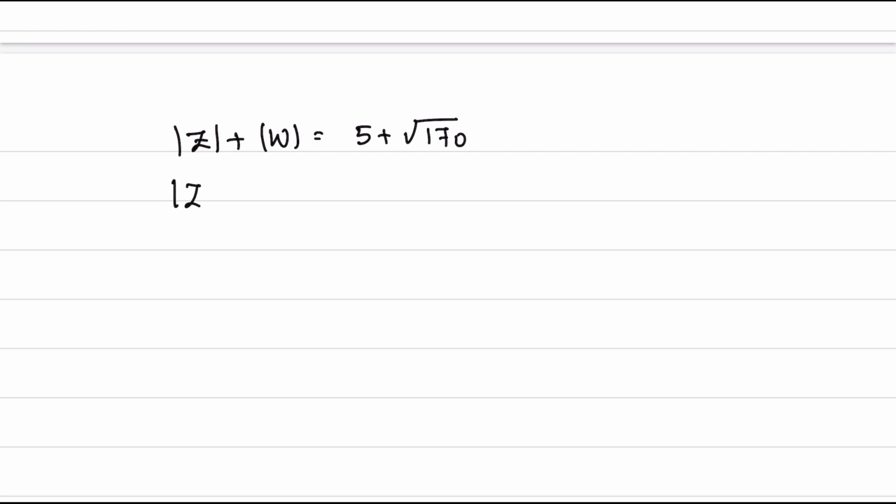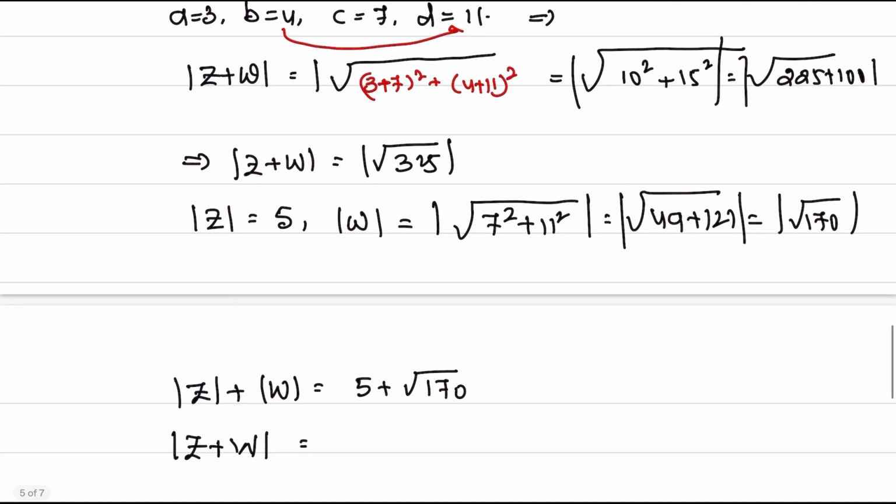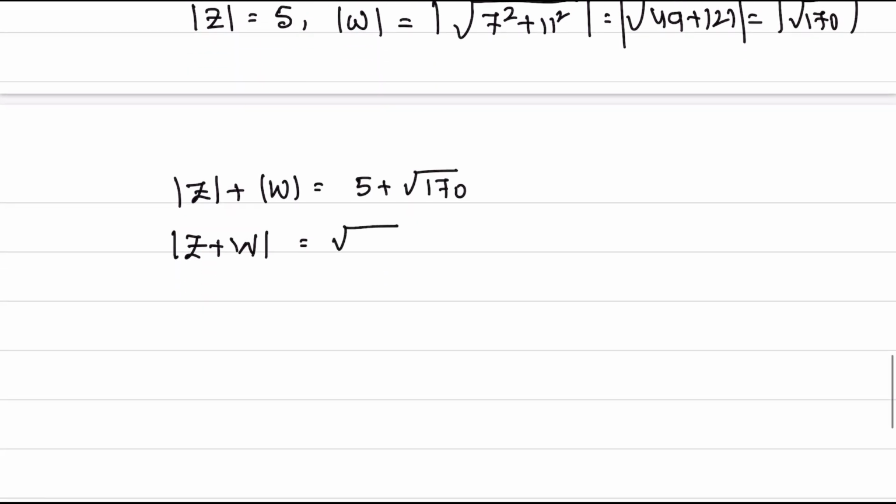Whereas modulus of Z plus W is equal to square root of 325. Square root of 325 is how much? Approximately you find out. Square root of 324 is 18. Approximately we can say it is equal to 18. And what is its approximate value? 5 plus square root of 170.